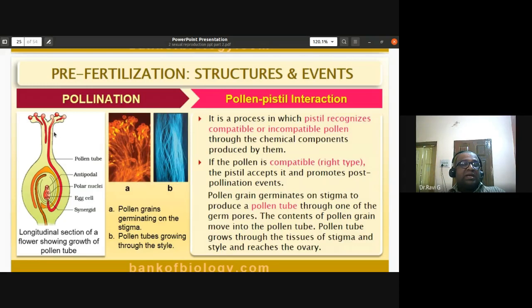The gametes in the pollen tube are non-motile. The generative cell, which is there in a two-cell pollen grain, within the pollen tube undergoes division to form two sperm cells. In a three-cell pollen grain, it is already ready-made. In nearly 60% of plants, they are two-cell pollen grains. The generative cell divides to form two sperm cells or male gametes in the pollen tube. So the pollen tube grows through the tissues of stigma and style and reaches the ovary.